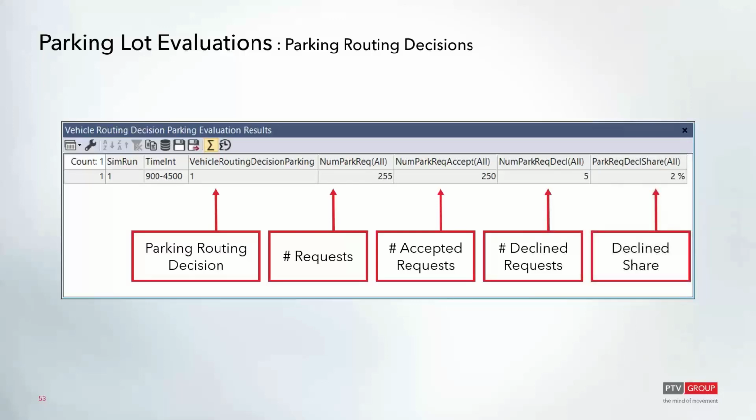And then in addition to the total number of declined requests, you can also see the declined percentage of parking requests as well, again, for those vehicles that weren't able to be allocated to a parking space.